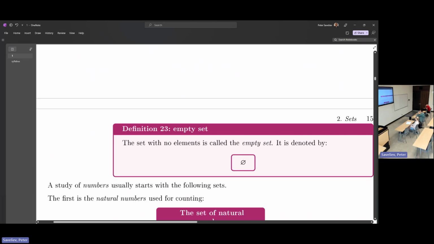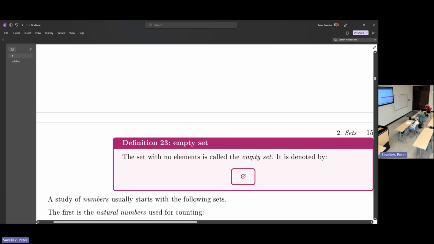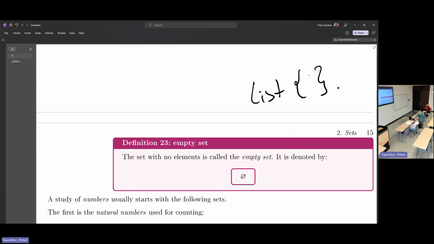The empty set. Okay, so this is a list with nothing in it. Yeah, so let's be clear: a list. Because if you can represent it as a list, you do, because that's actually explicit, to be clear. So there is no condition to be verified. You just have a list and it has nothing in it.